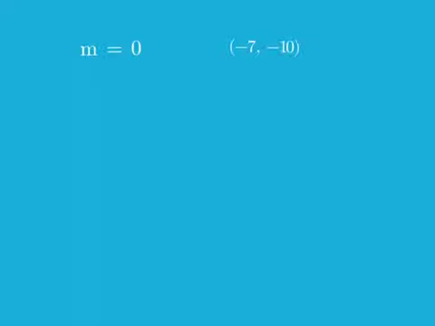So let's say we were asked to find the equation of the line that has a slope of 0 and goes through the point (-7, -10). So remember, if it just has a slope of 0, this is a horizontal line. And just like we talked about a second ago, horizontal lines only have a y in the equation. So that means we just need to look at this y value over here, and we know our line has to go through the y value of -10, so our equation is just y = -10.